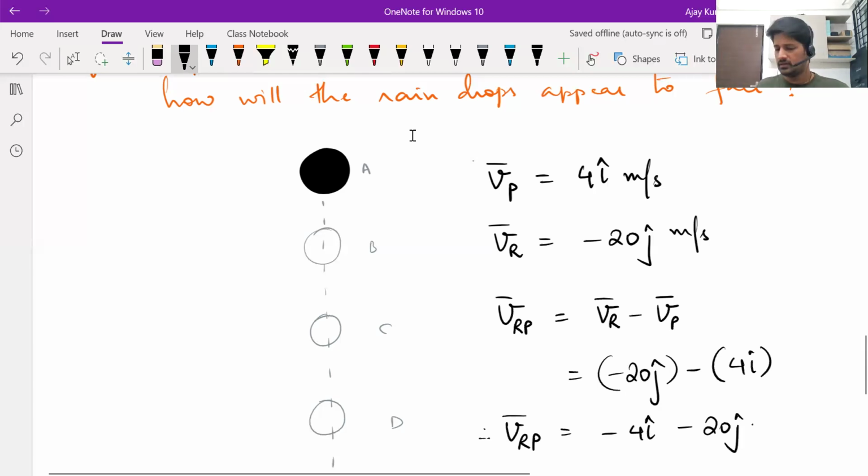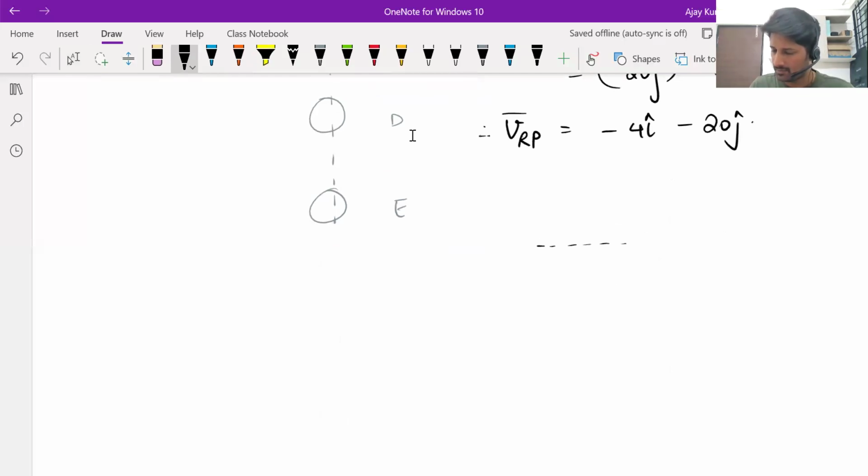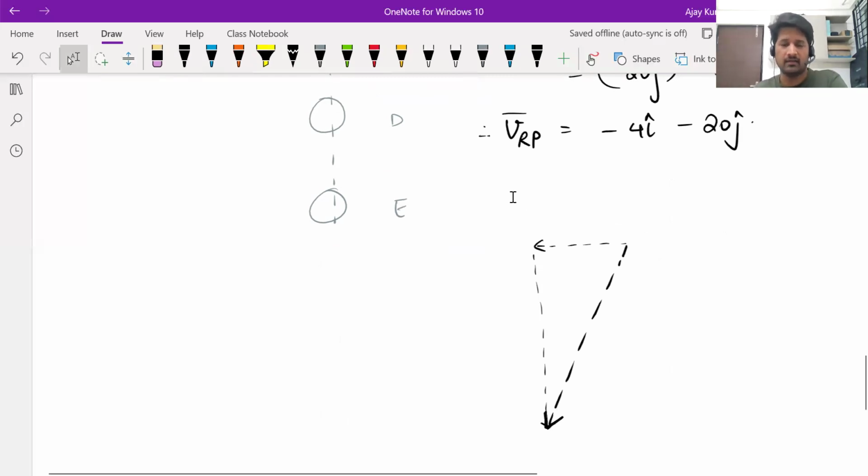Okay. Now minus 4 i cap minus 20 j cap would look like this. Minus 4 i cap, minus 20 j cap. This is how the raindrops appear to fall as seen by the person. Now, I am sure most of you would have experienced this also while moving in a car or a train when it is raining.